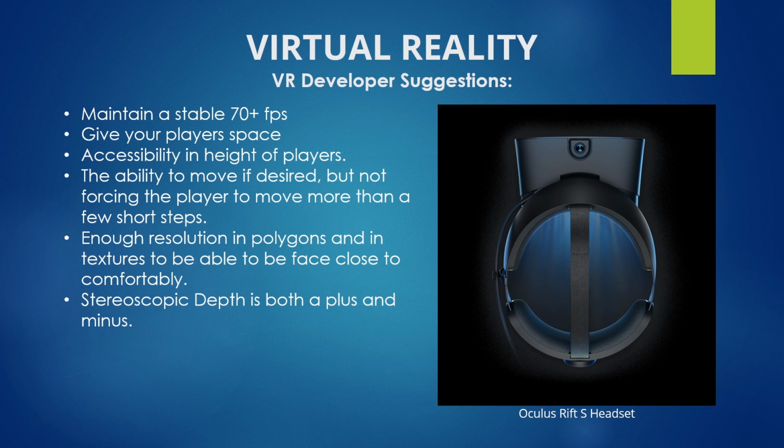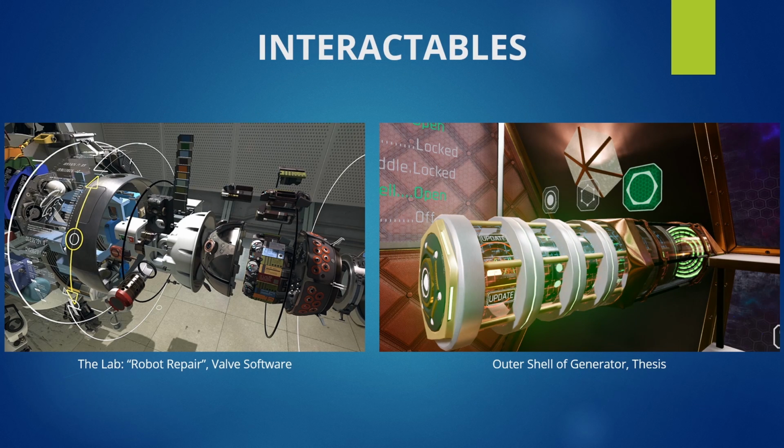Stereoscopic depth is both a plus and minus in VR. Plus, that depth will enhance immersion by better mimicking real life. Minus, because it makes flaws all the more apparent and makes it more difficult to get away with tricks.